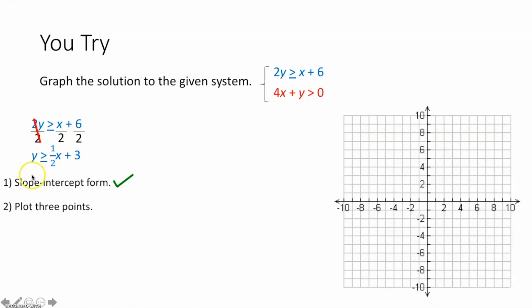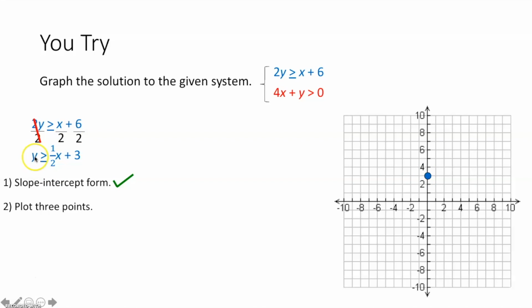Now let's graph it. In order to plot our 3 points, we start with our y-intercept. That would be this plus 3. So we go up to 0, 3 on our y-axis. And are we going to put a closed or open circle? Well, since we have an equal sign right here, we're going to put a closed circle at 0, 3. And we're going to use our slope to get the rest of the line.